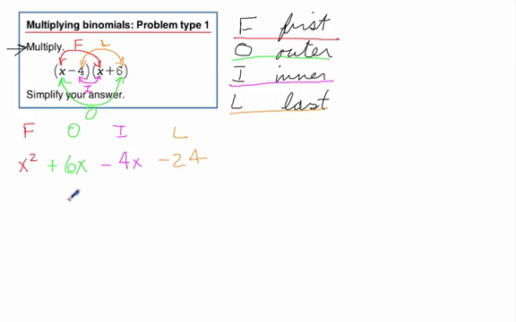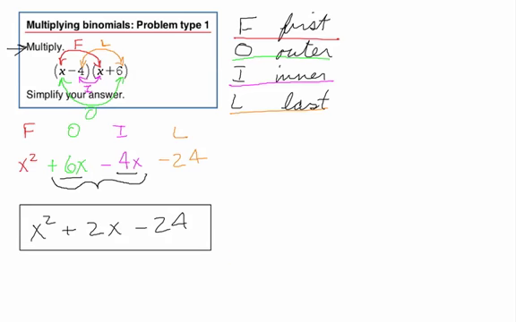Now, the interesting thing about these problems is almost always our outer and our inner combine. Notice that we have a positive 6x and a negative 4x. Those are like terms, so those go together. So our final answer would look like this. It'd be x squared, and then here those combine to be a positive 2x, and then minus 24, and that's it. Our answer is complete.